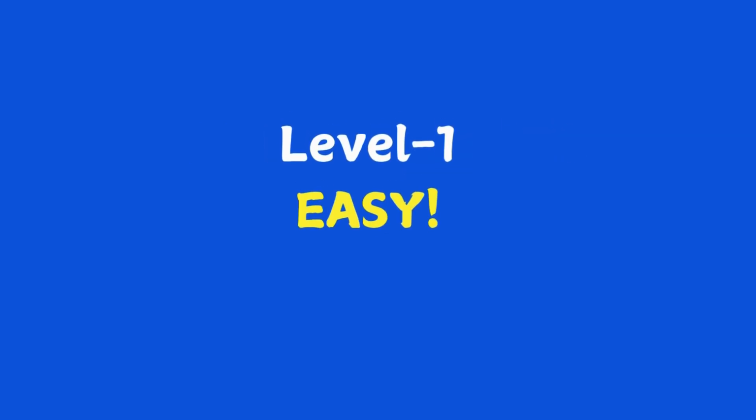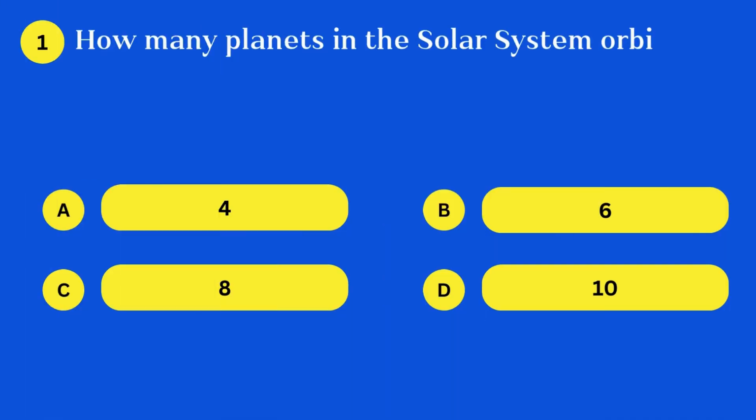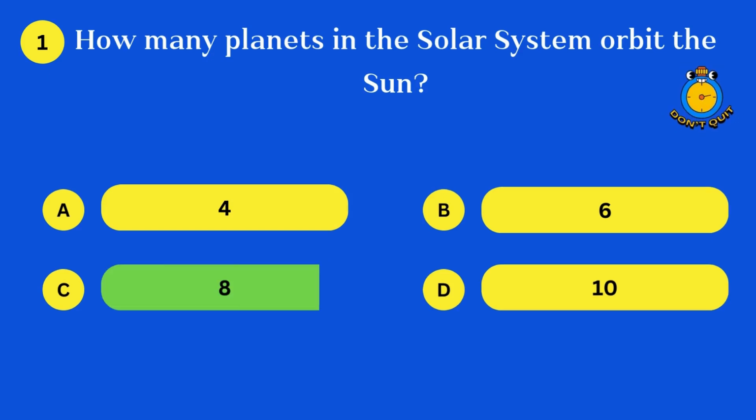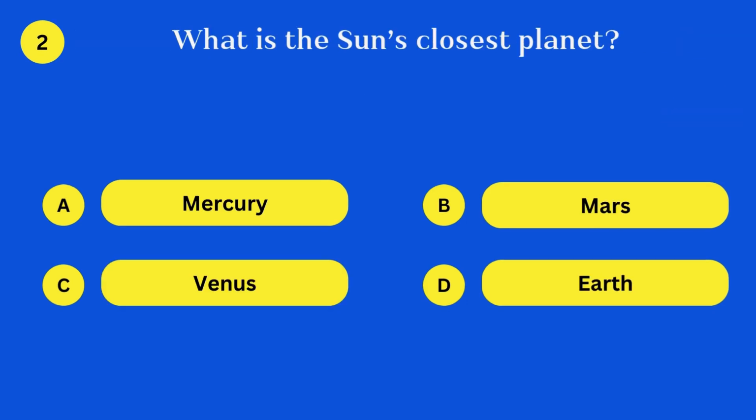Level 1. Easy. How many planets in the solar system orbit the sun? A. 4. B. 6. C. 8. D. 10. Option C. 8. What is the sun's closest planet?